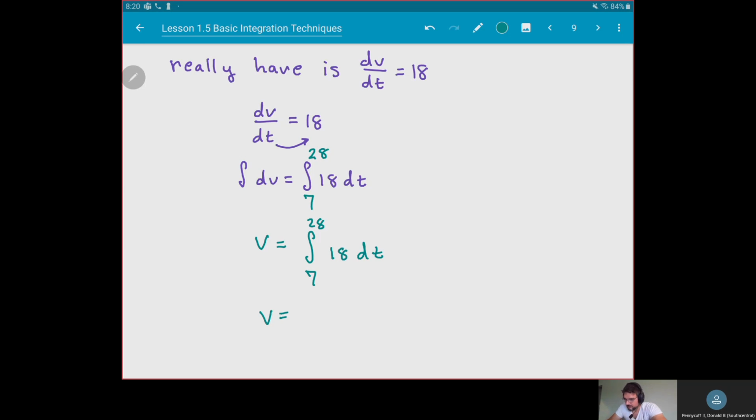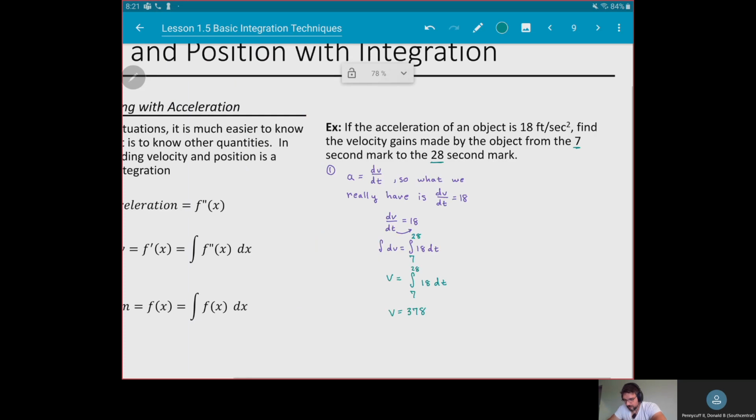Type 18 in the window, that's going to be 230. All right, 7 to 28. So that's going to be 378. Boom. So the speed of that object has gone up 378 meters per second, or feet per second. I'm sorry, we're in feet. Okay, I jumped ahead to this one.